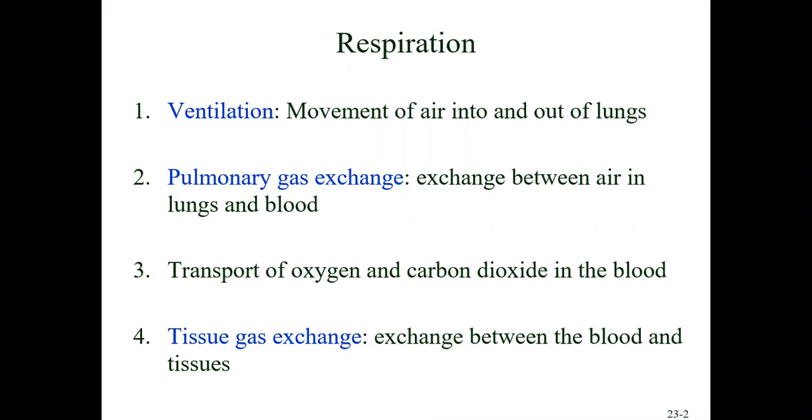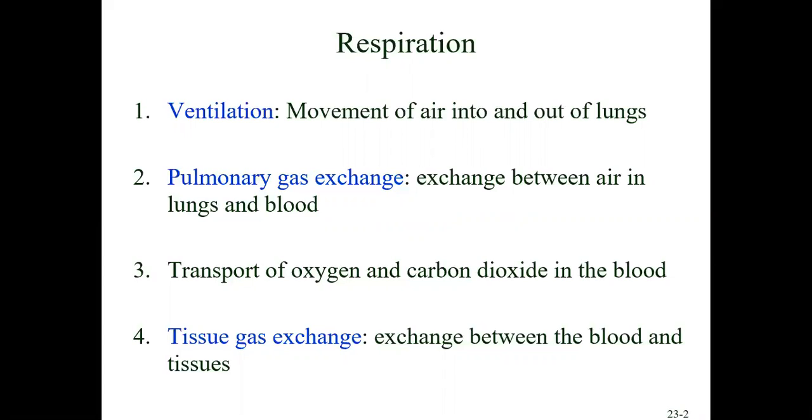But there's more detail that goes into respiration than most people realize. And so there's really four main parts of respiration, which are listed here. The first one is ventilation. That's what most people think of when you hear the term respiration, which is moving air in and out of the lungs. You take in a breath, you exhale a breath, inhale, exhale. But that's not all there is to respiration.